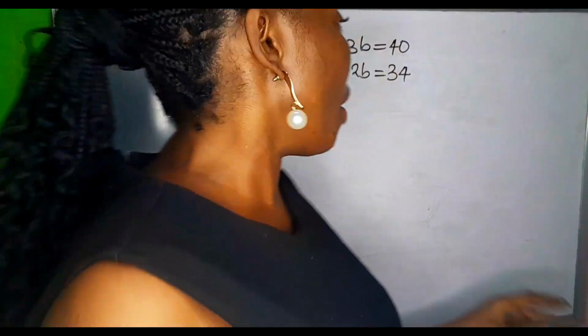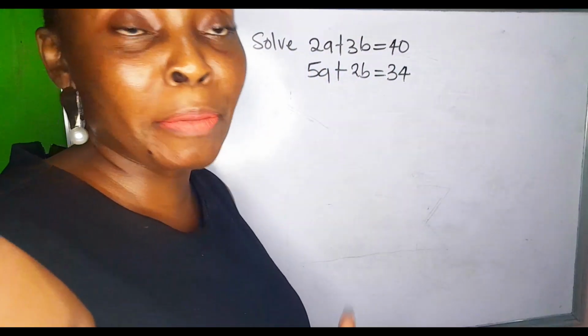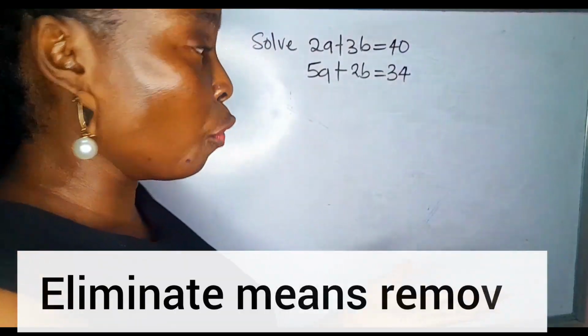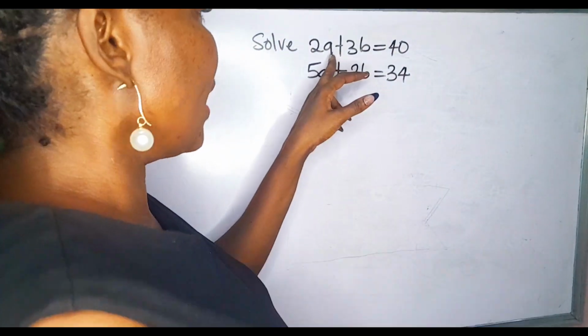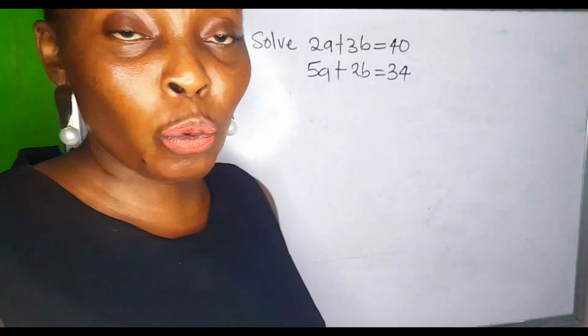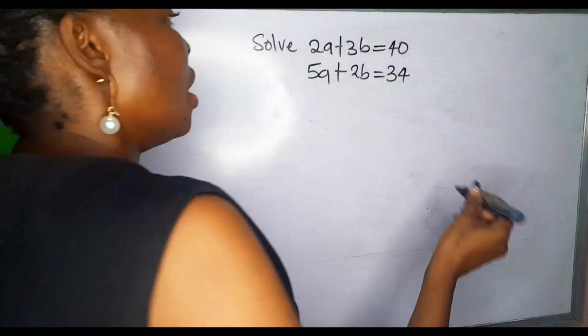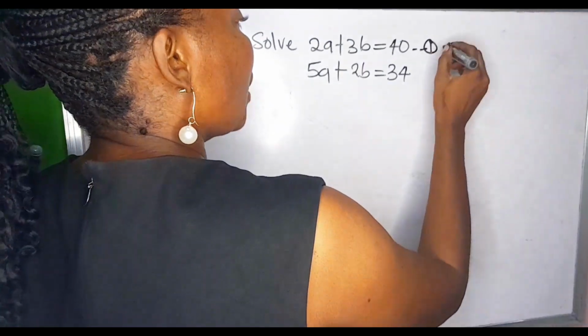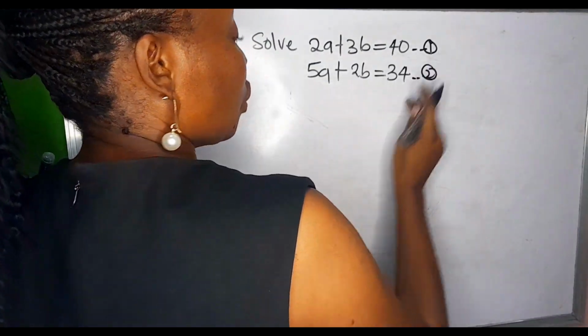Welcome back. Now the first thing we have to do using the elimination method: eliminate means to remove. We are going to remove the letter A. And how do we do that? First, we'll call this equation 1 and we call this equation 2.